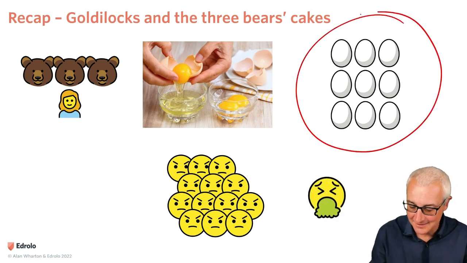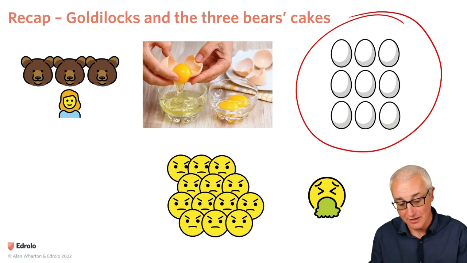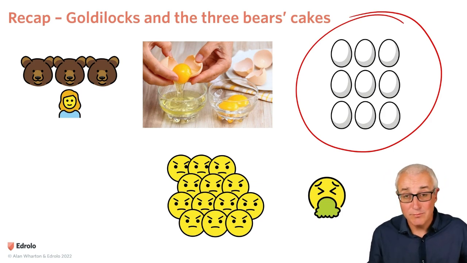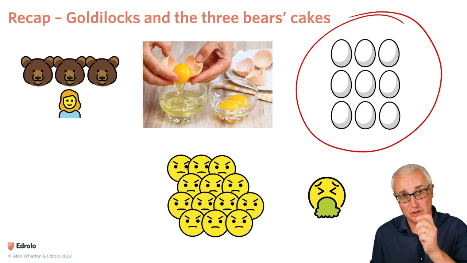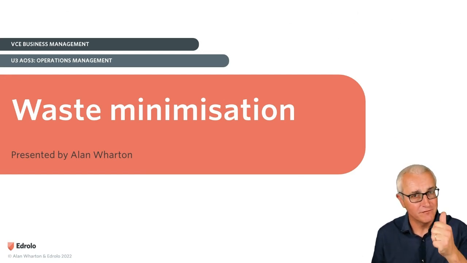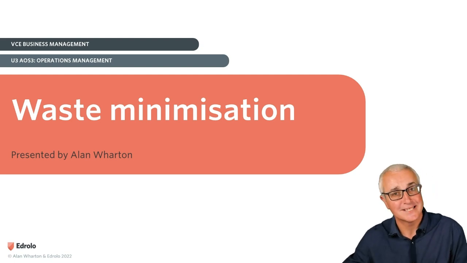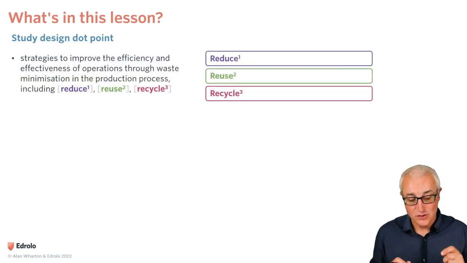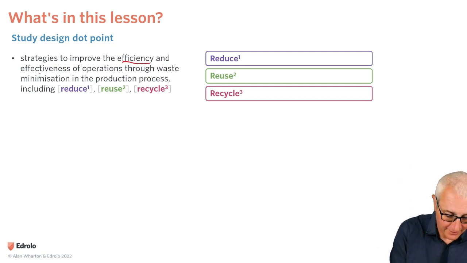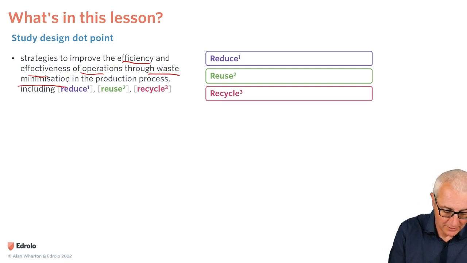So today's lesson is all about this part here, trying to reduce waste in our production line, not only of the product itself, but also the time and the equipment associated with that. So this lesson is all about waste minimization in our production process. Remember, we're trying to achieve efficient and effective production methods in our operations production system. Looking at our study design, these are strategies to improve the efficiency and effectiveness of operations, and how we're doing this through waste minimization.